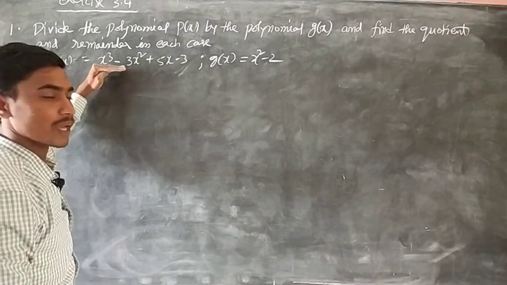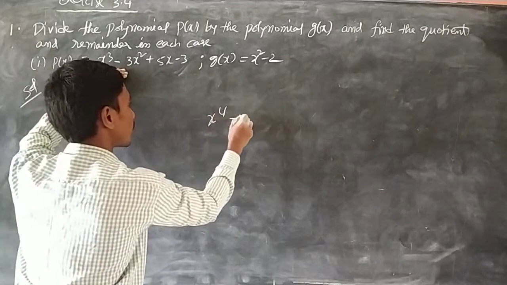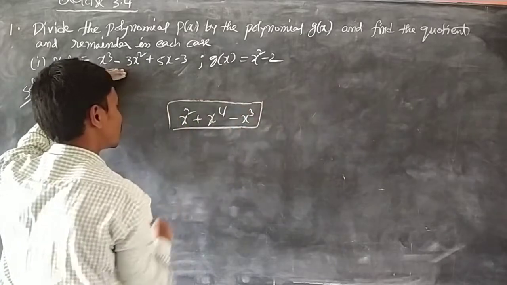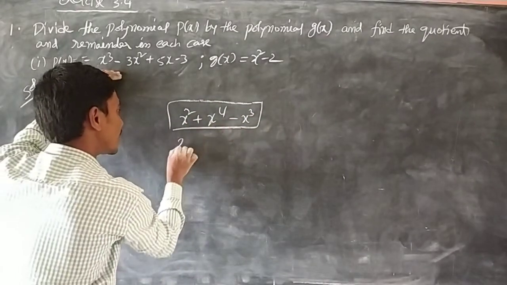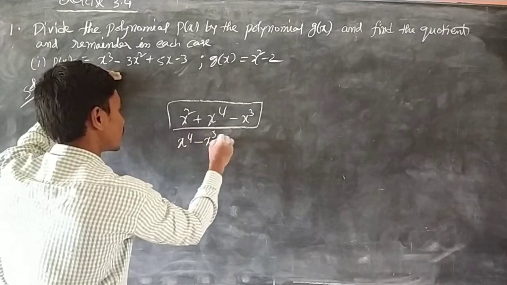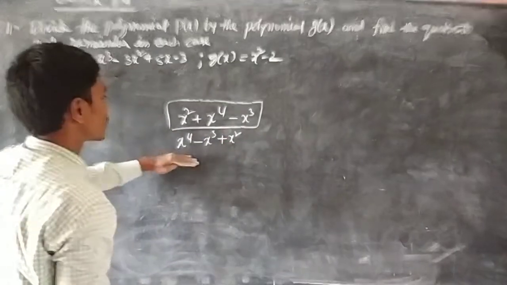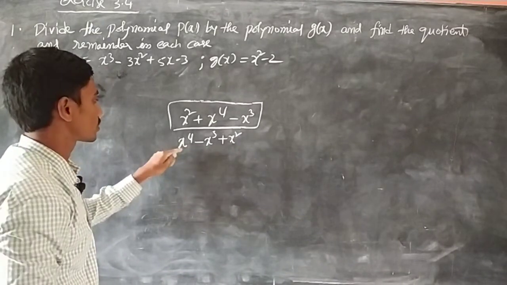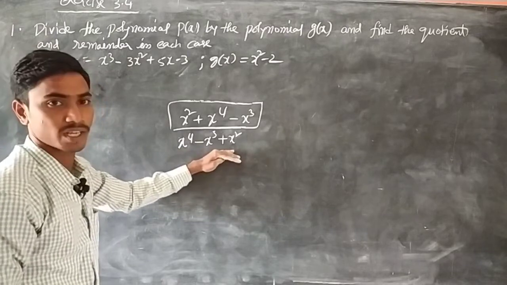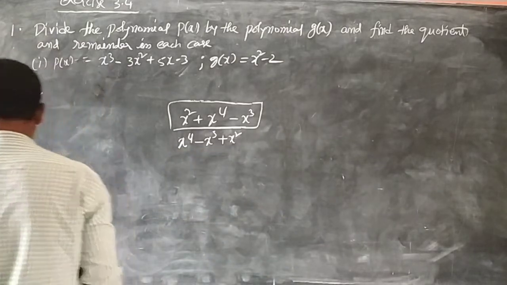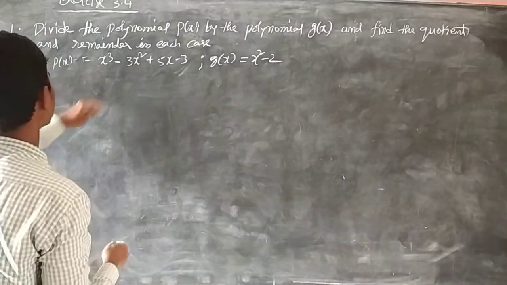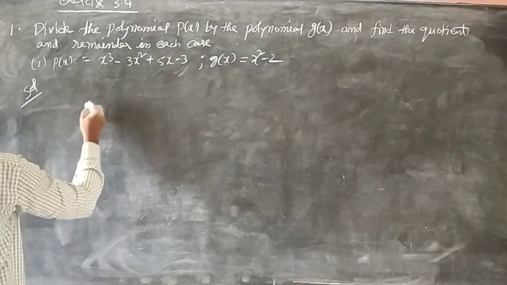Otherwise we need to arrange these terms. For example, if the polynomial is given like x power 4 minus x cube plus x square, first of all we take the x power 4 term, then we take the x cube term, then we take the x square term. This is called the standard form, because each term of the polynomial is in descending order of the degree. Here no need, so take it as it is as a divisor.